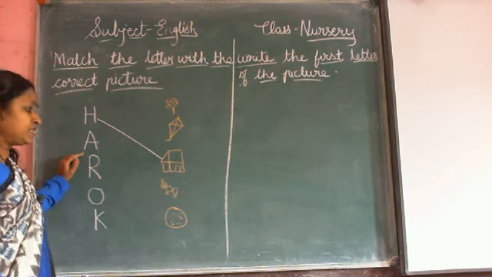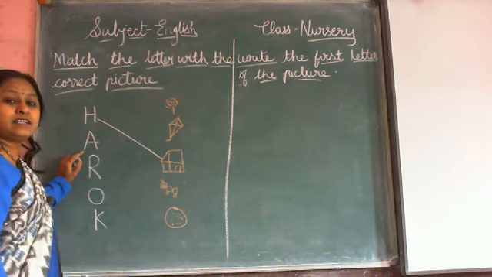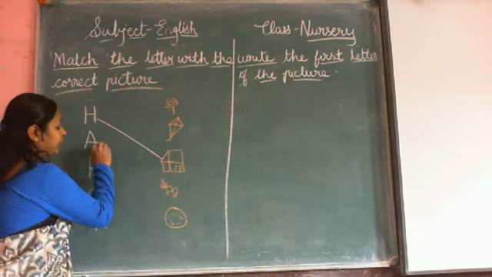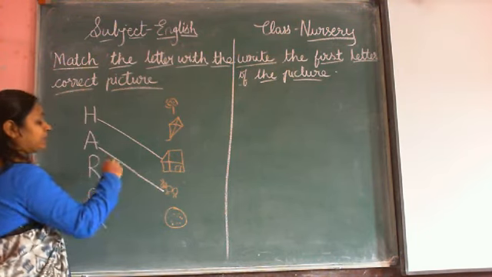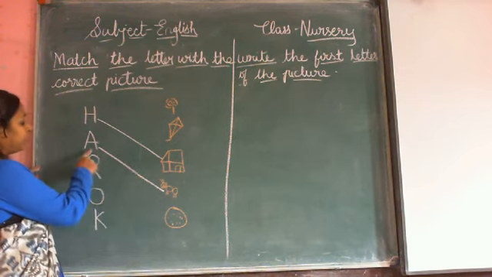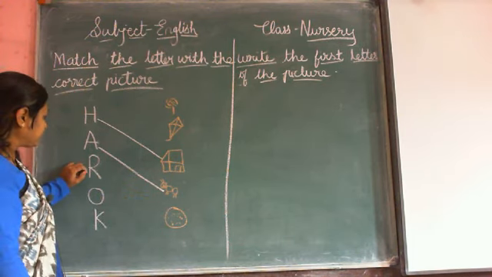Now look at the next letter. Which letter is this? A. A for rose? No. A for kite? No. A for house? No. A for ant? Yes. So we will draw a line from A to ant. Picture of ant. A for ant. Now look at the next letter.